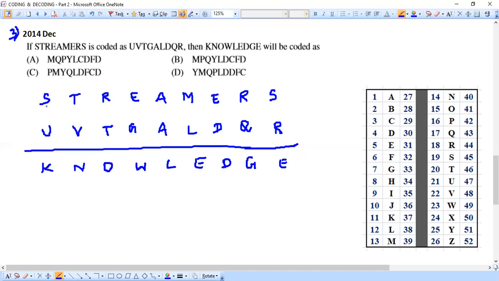So come to the given word, STREAMERS, which is given in the question. Streamers is coded like this. So again, we need to do the same kind of thing. We need to make our first basic test, that is whether they have used the same letters or different letters.